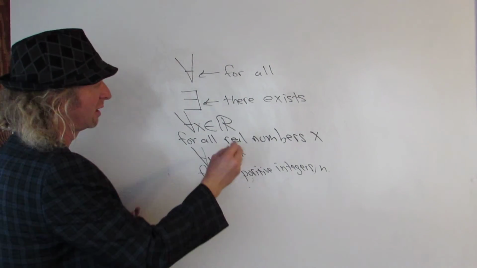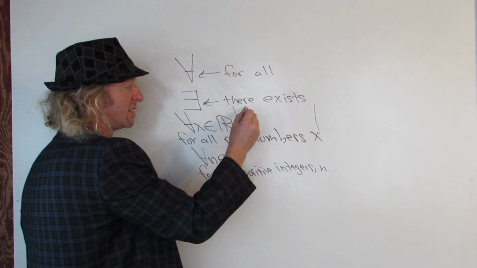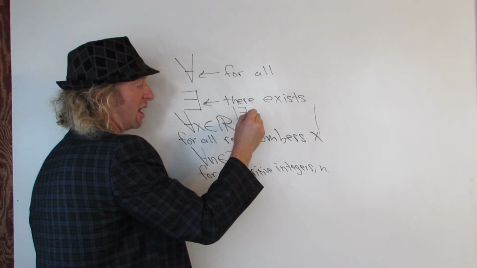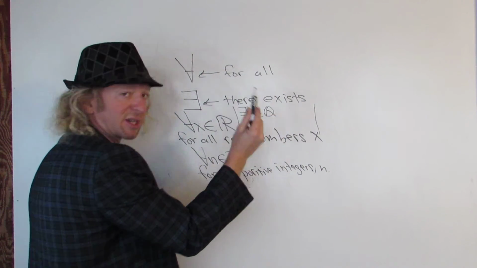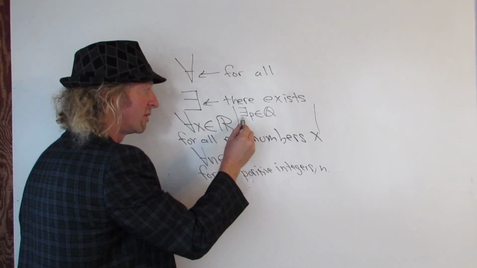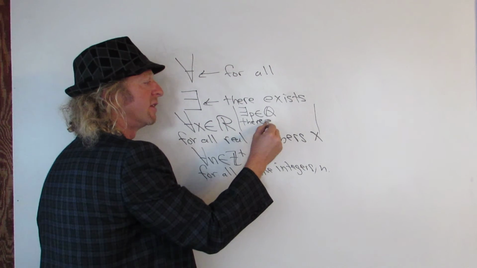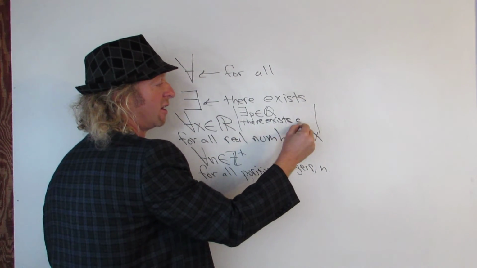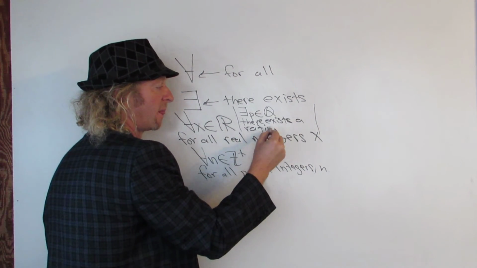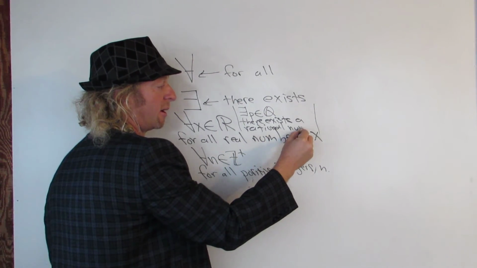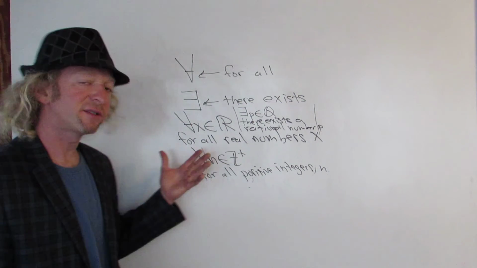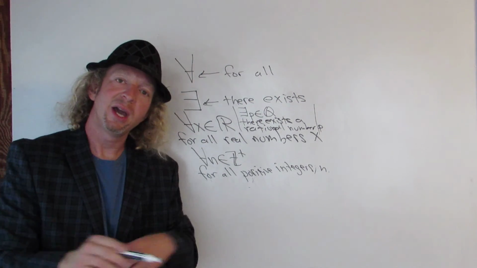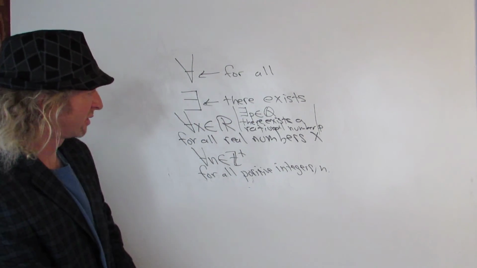If you say, let me do it over here. Let's say you say there exists a p in Q. This means there exists a rational number p, right? So there exists a rational number p. So it saves you time using these quantifiers in advanced calculus, and you see them all throughout the study of advanced calculus.